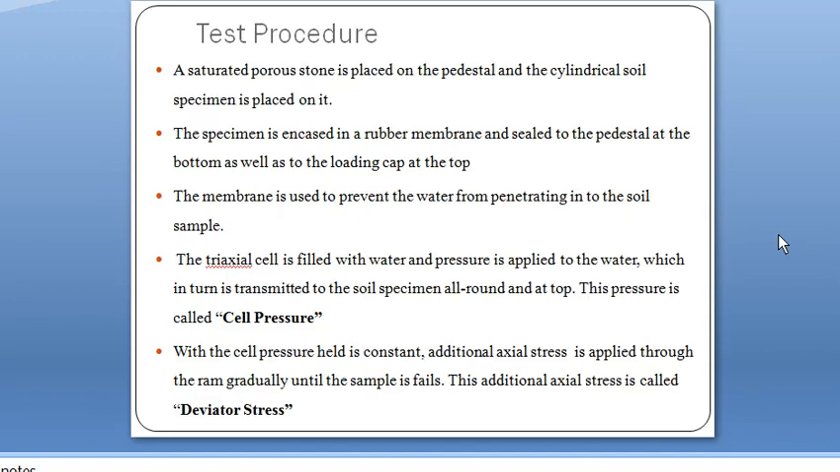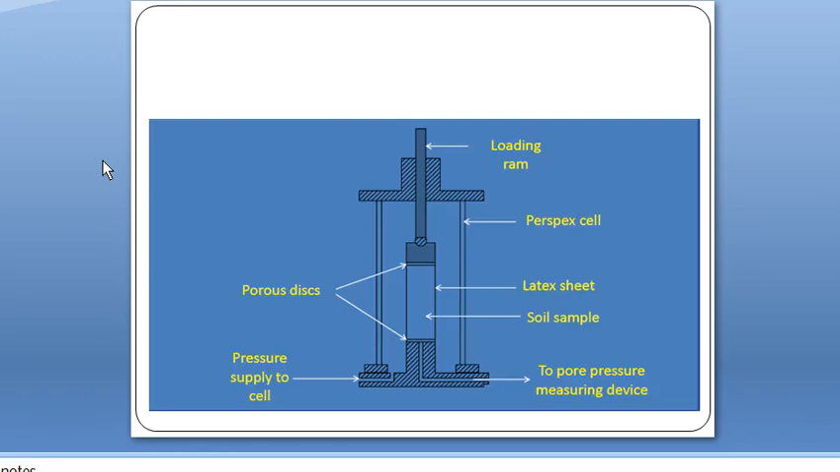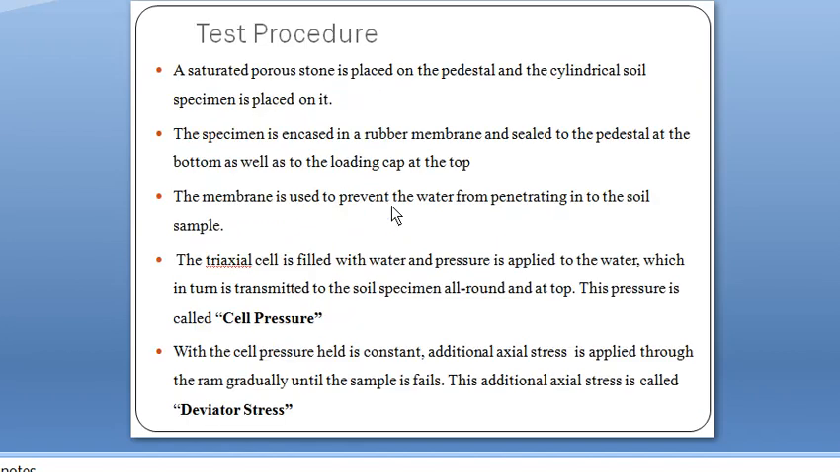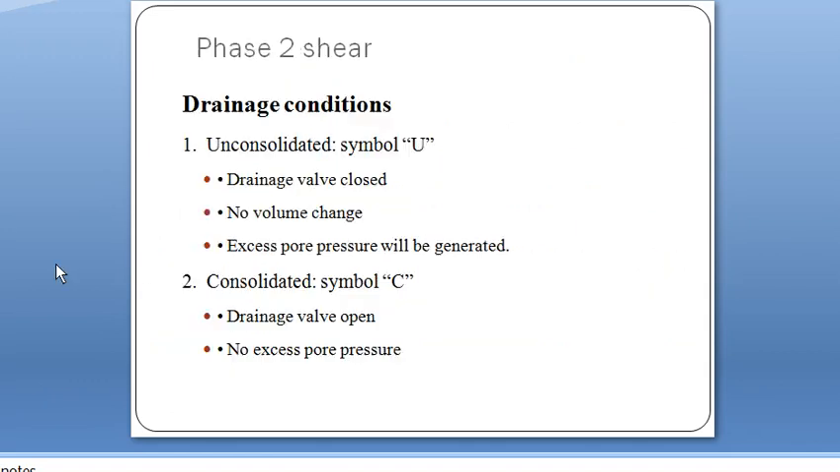The test procedure: here a saturated porous stone is placed on the pedestal and the cylindrical soil specimen is placed on it, that is, the soil is put inside this cylindrical specimen, and the porous stone will be there to allow drainage. A membrane is used to prevent water from penetrating the soil sample, and for that we put the membrane. The triaxial cell is filled with water and pressure is applied to the water, which in turn is transmitted to the soil.